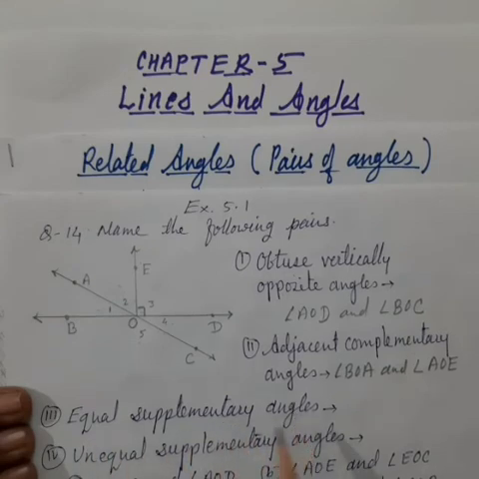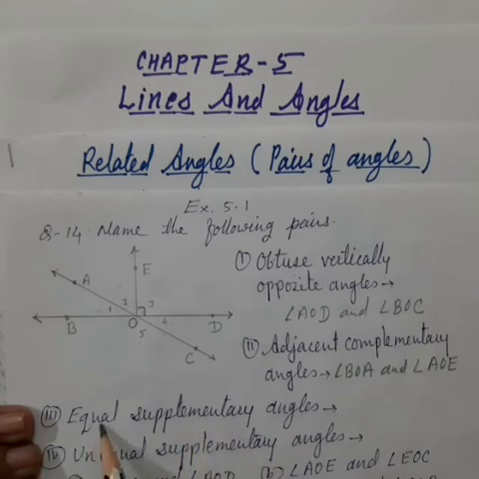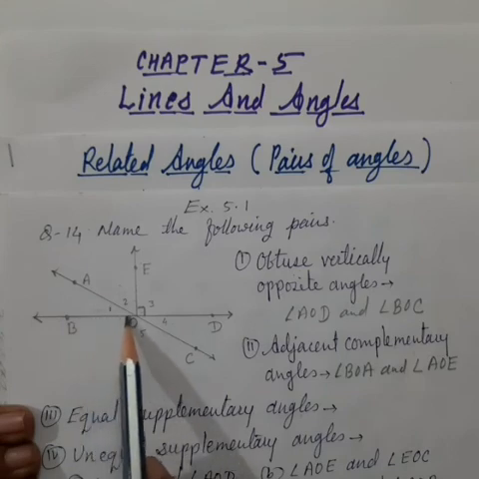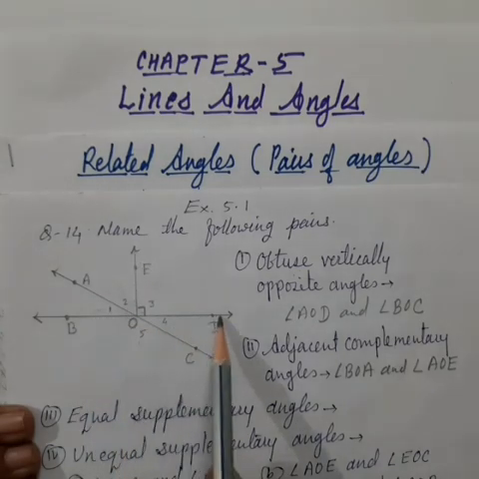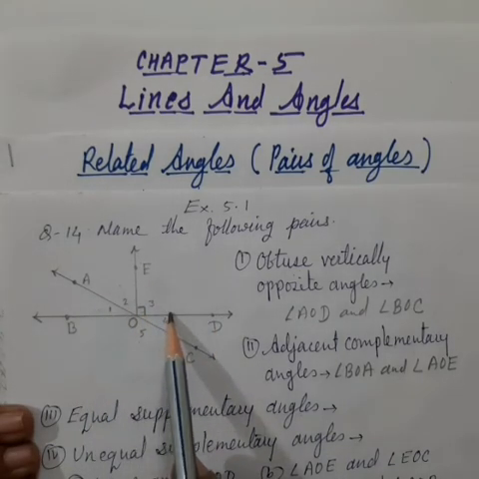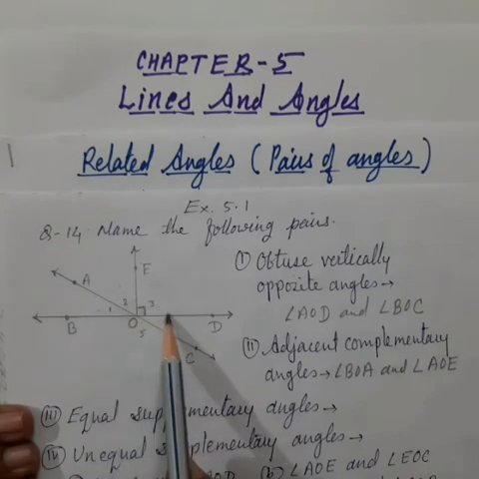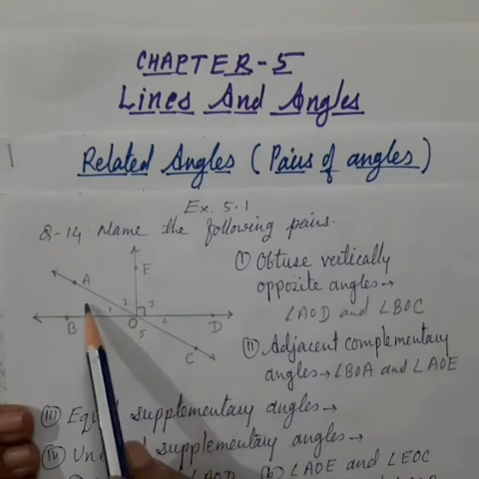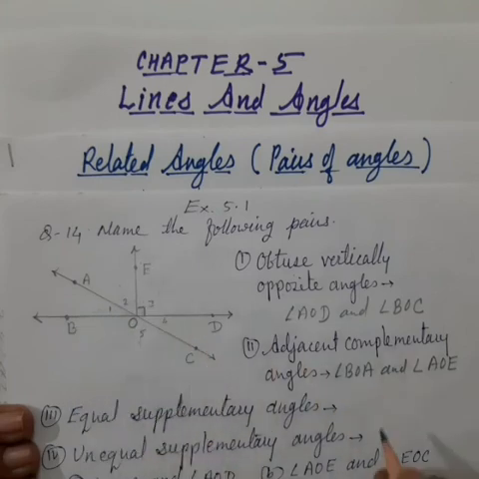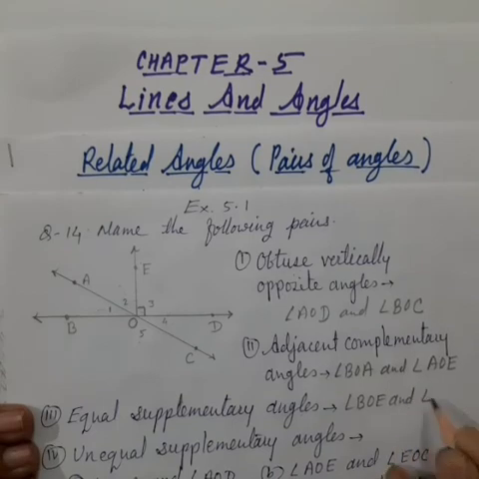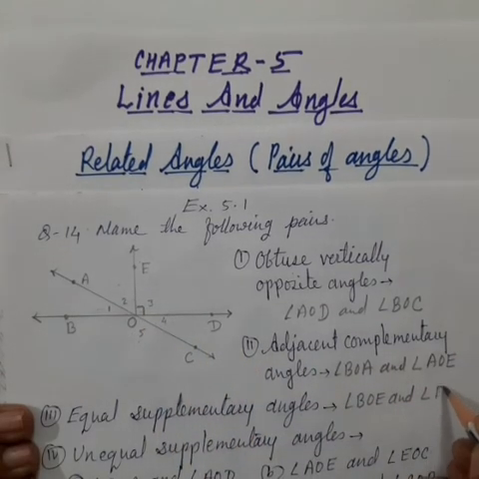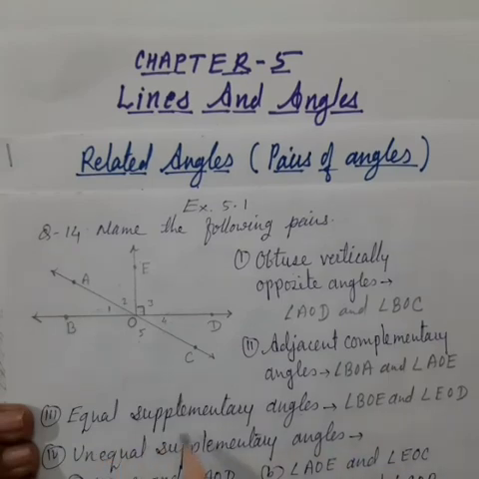Equal supplementary angles. Supplementary means the sum of two angles is 180 degrees, but they are equal, so each angle will be 90 degrees. See this: BOE and EOD. Together they are forming a supplementary pair, a straight angle of 180 degrees, and they are equal. So angle BOE and angle EOD are equal supplementary angles.